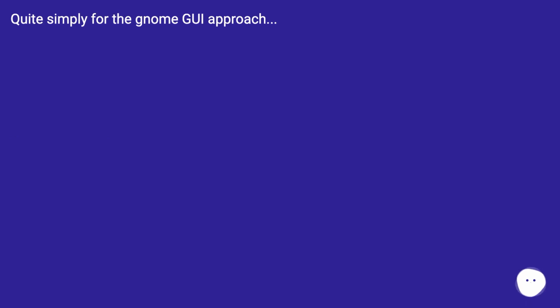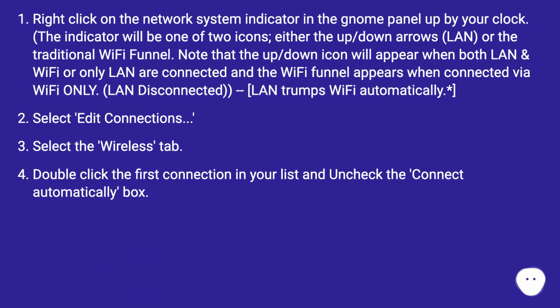Quite simply, for the GNOME GUI approach, right-click on the network system indicator in the GNOME panel up by your clock. The indicator will be one of two icons, either the up/down arrows, LAN, or the traditional Wi-Fi funnel. Note that the up/down icon will appear when both LAN and Wi-Fi or only LAN are connected, and the Wi-Fi funnel appears when connected via Wi-Fi only.